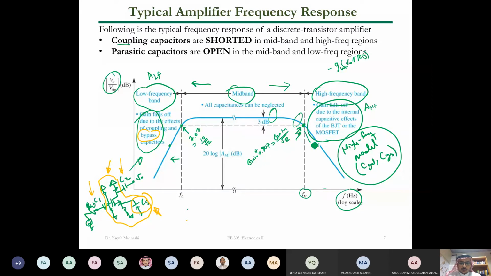Because beyond this one you are losing more than half of the power of the signal. That is from the power point of view. From the gain point of view, you are reducing the gain to 1 over √2, or 0.707. Of course, that is a 30% reduction, right? So you have a 30% reduction.